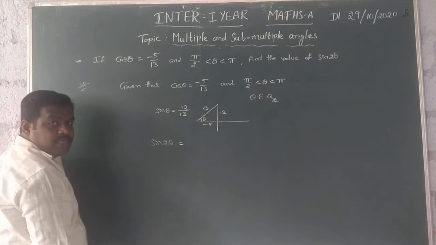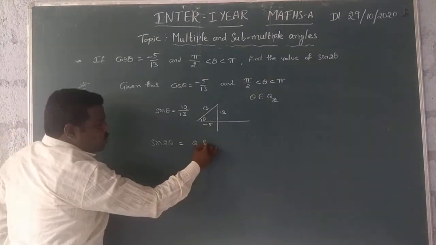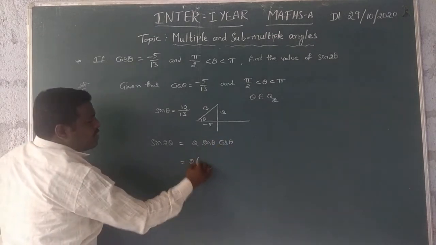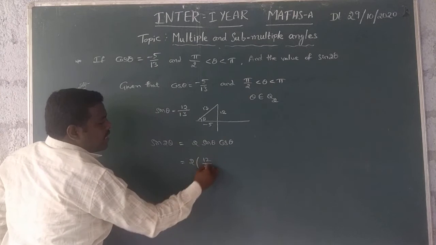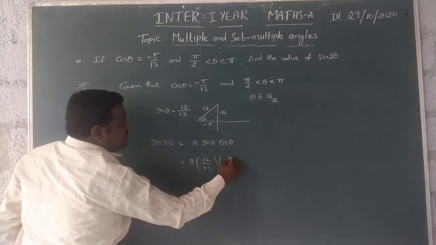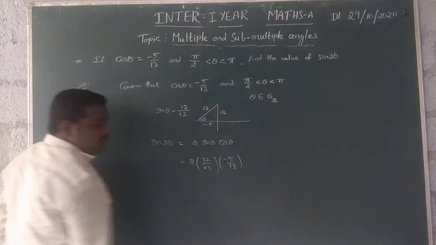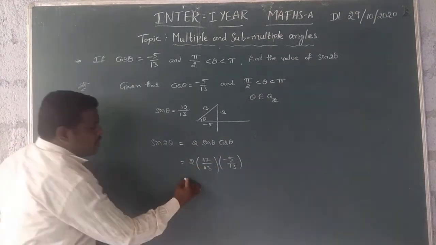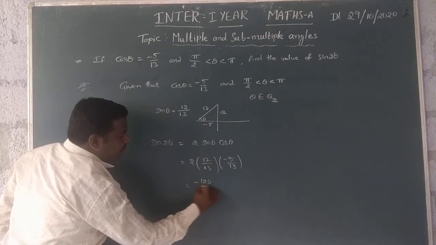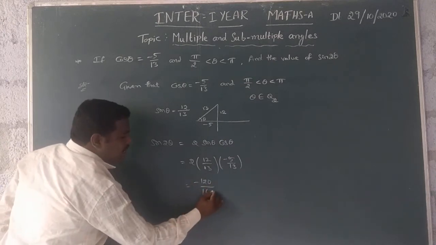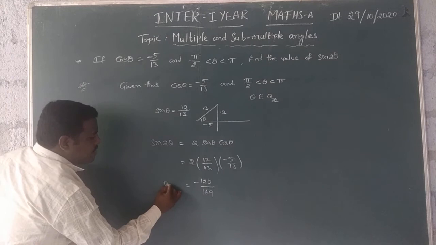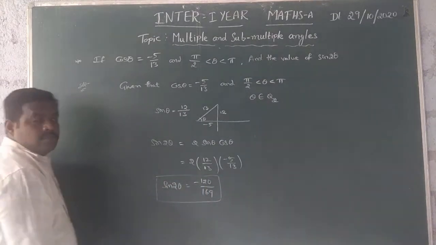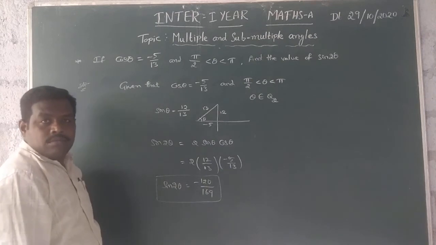So we can find the value of sin 2 theta. By the multiple angle formula, sin 2 theta can be written as 2 sin theta cos theta. So 2 into sin theta, 12 by 13, cos theta is minus 5 by 13. 12 5 60, 60 into 2, 120. Minus 120 by 169. This is the value of sin 2 theta. Do you understand? Everyone note that one?